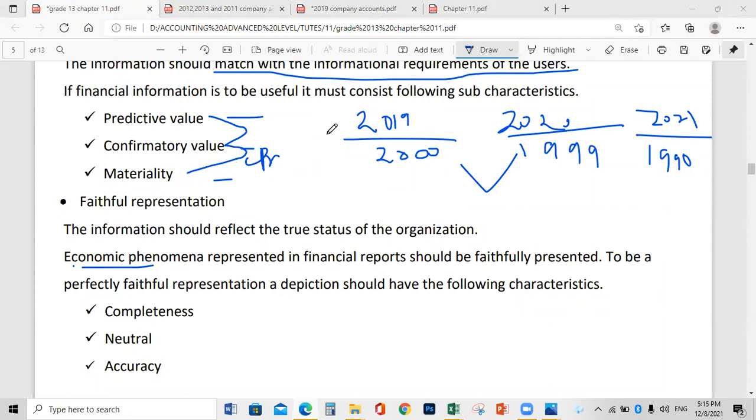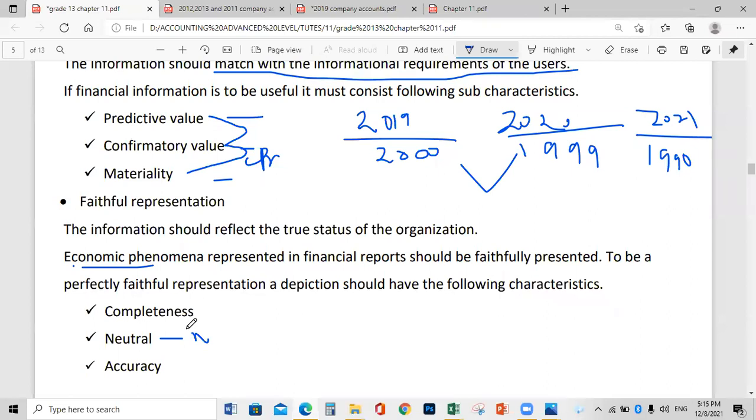Okay. For example, when you're telling a statement to someone, if you stop it in the middle, that person can make a wrong decision, guys. When you stop in the middle without telling the full sentence, they can make a wrong decision. So like that, even the users, when you don't give the complete information, they can make a wrong decision. Okay. Then the next one is neutral. Neutral means, guys, you shouldn't be biased. We say it shouldn't be biased, guys, not biased.